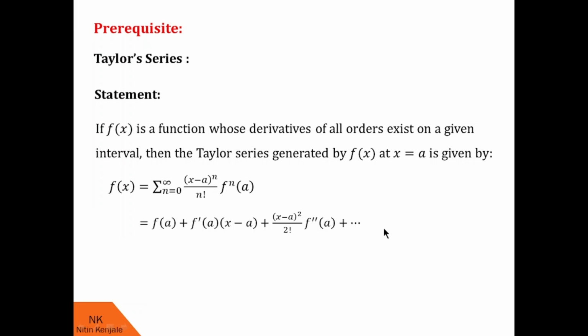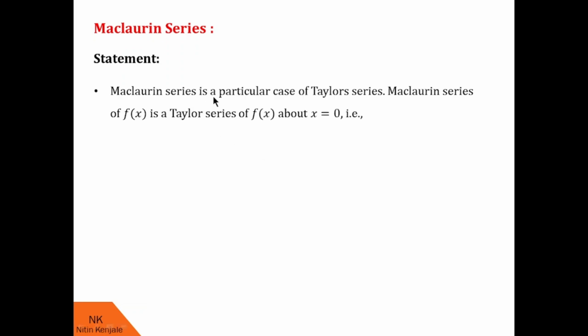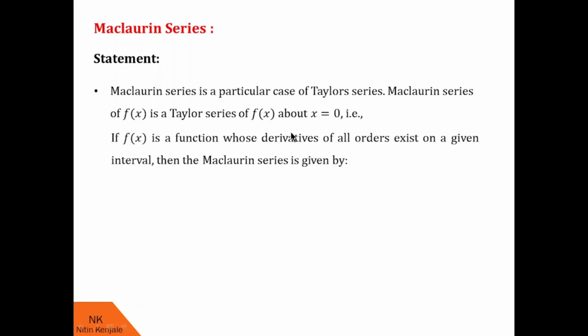Now let us talk about Maclaurin series. Maclaurin series is defined as follows. Note that Maclaurin series is a particular case or specific case of Taylor series. Maclaurin series of a function of x is a Taylor series of f of x about point x is equal to 0. That is, if f of x is a function whose derivatives of all orders exist on a given interval, then Maclaurin series of f of x is given by summation of x raised to n upon n factorial into nth derivative of f at point 0.